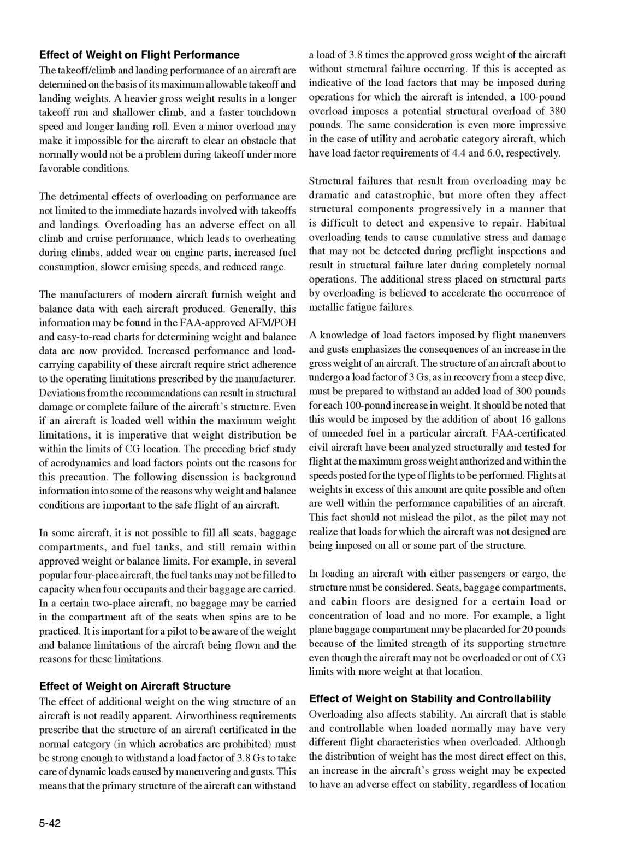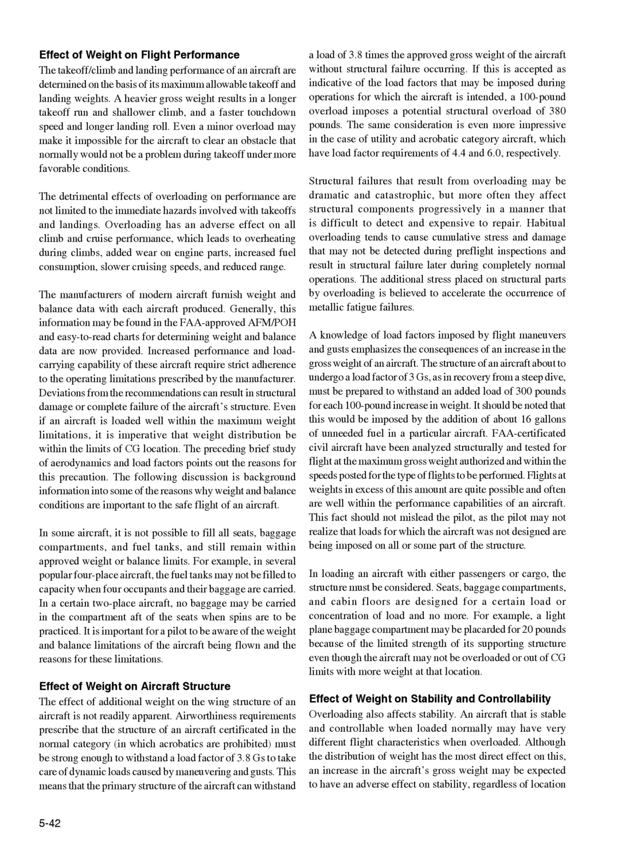In some aircraft, it is not possible to fill all seats, baggage compartments, and fuel tanks, and still remain within approved weight or balance limits. For example, in several popular 4-place aircraft, the fuel tanks may not be filled to capacity when 4 occupants and their baggage are carried. In a certain 2-place aircraft, no baggage may be carried in the compartment aft of the seats when spins are to be practiced. It is important for a pilot to be aware of the weight and balance limitations of the aircraft being flown and the reasons for these limitations.